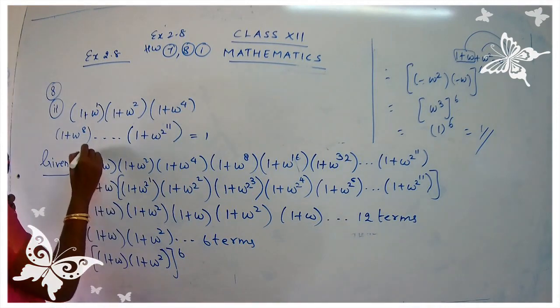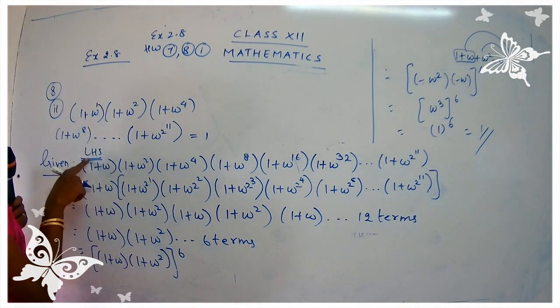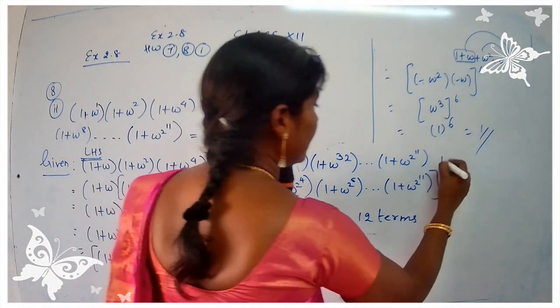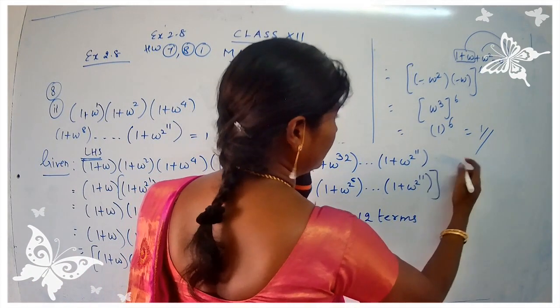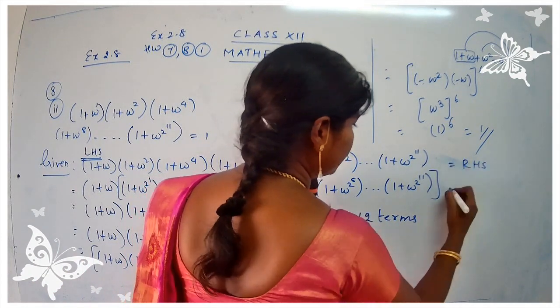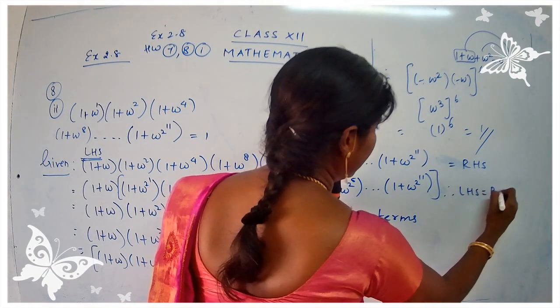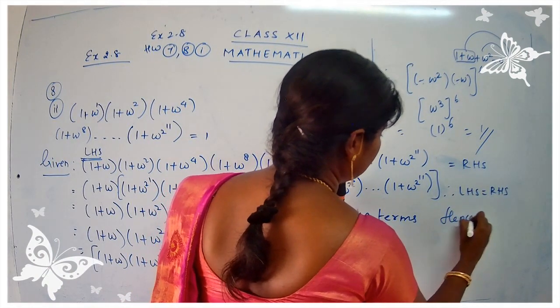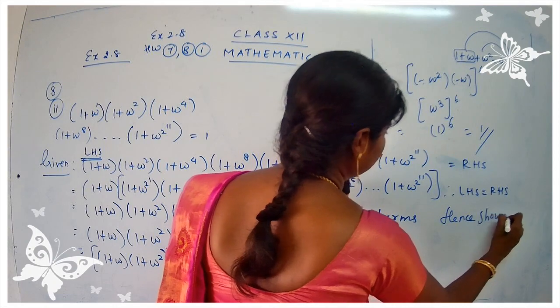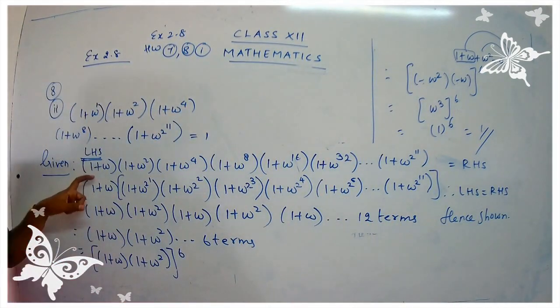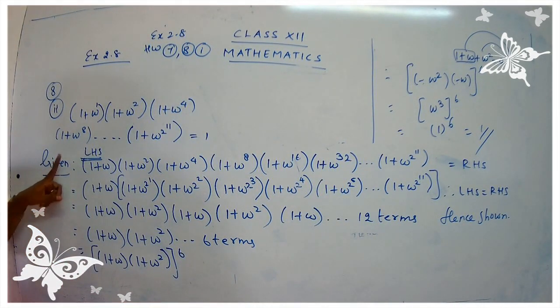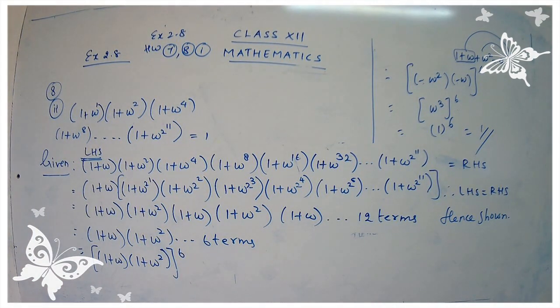You can just mention your LHS, children. Just take down here LHS, and here RHS. This is equal to RHS. Therefore, LHS is equal to RHS. Hence, shown. Just mention that you have taken the given LHS part, derived it to the RHS part, and say that LHS is equal to RHS. Hence, shown. So we have completed our sum number 8.